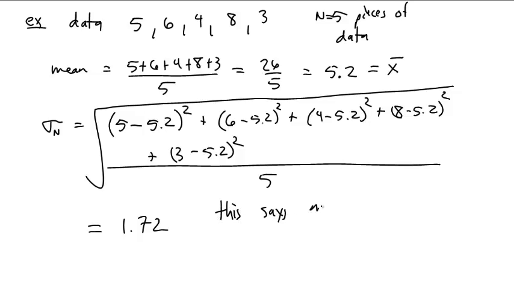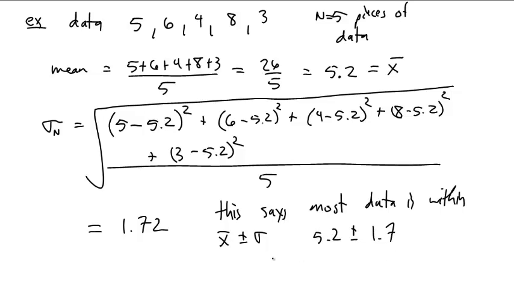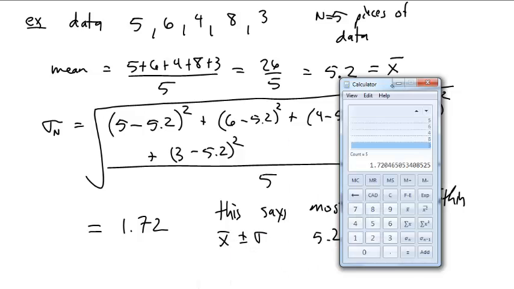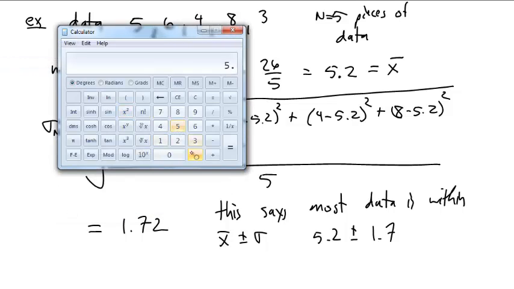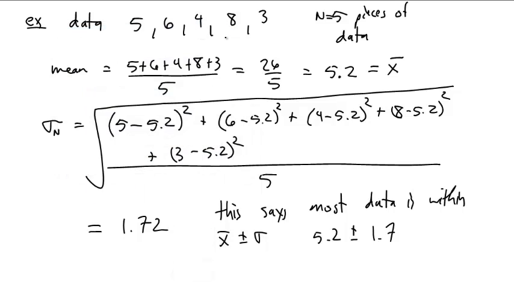And what does this say? This says that most of the data is within the mean x bar plus or minus sigma. That is 5.2 plus or minus, let's call it 1.7. 5.2 minus 1.7, I don't trust myself right now. Go back to the regular calculator. 5.2 minus 1.7 is 3.5. And I can do the other one in my head. That is 3.5 to 6.9.